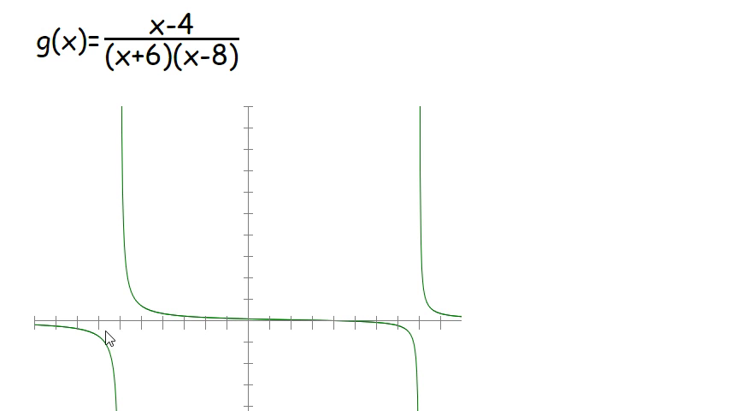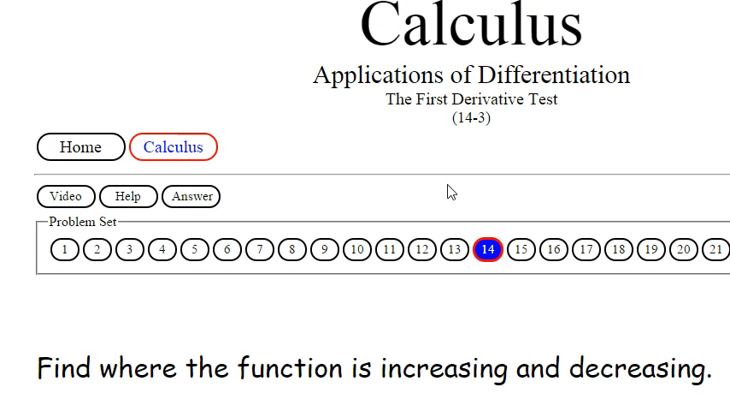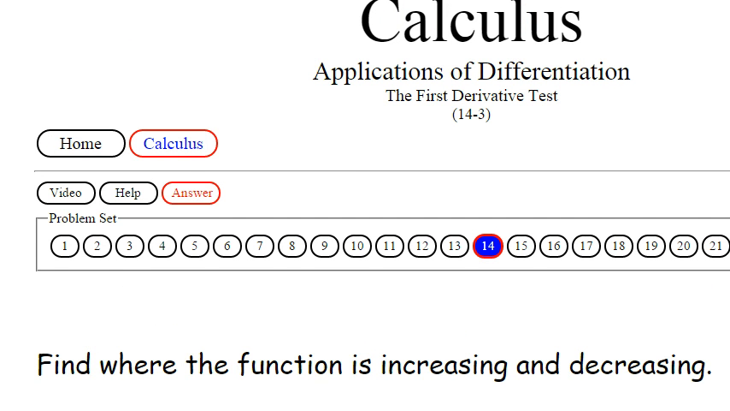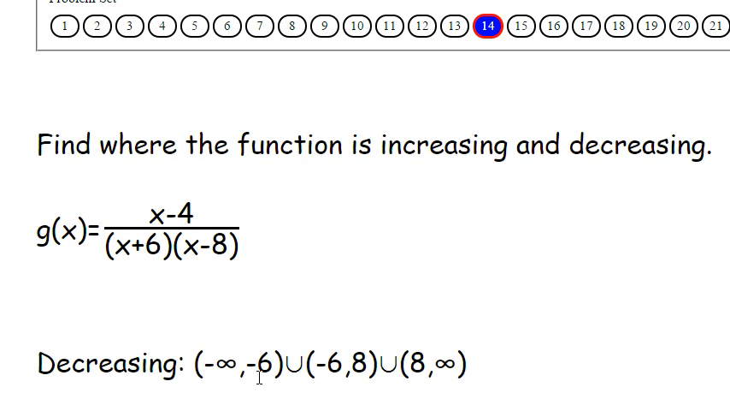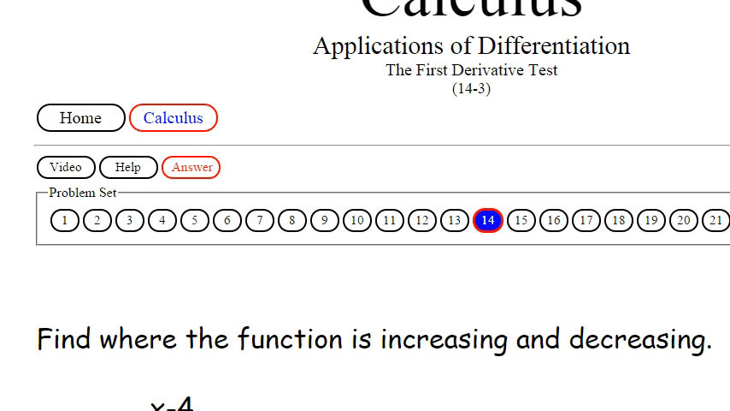I wanted to go back to the graph here. This is what you should end up with. You should end up with a negative number, right? Anything to the left of -6. 1, 2, 3, 4, 5, 6, yes. And then once again, this is going to be negative from test point 0, right? Let's check, make sure the scripting is all correct. And so we had decreasing from -infinity to -6 union -6 to 8 union 8 to infinity.